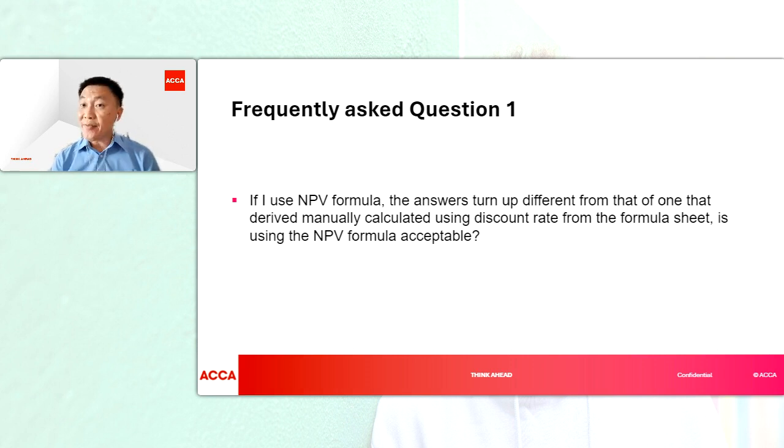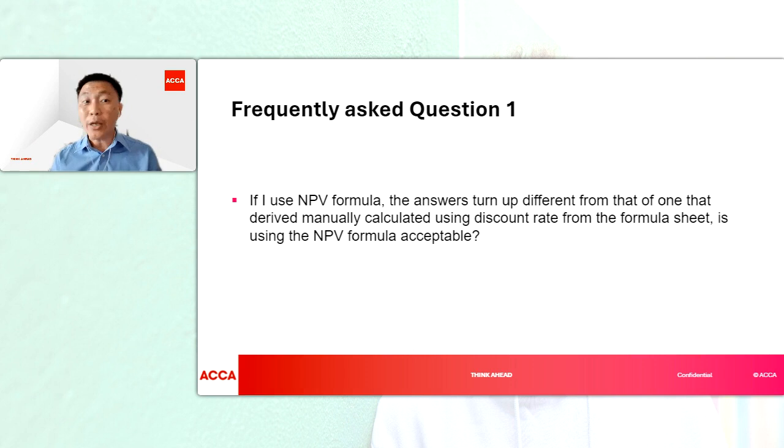Students may have asked, in the calculations of net present value, we all know there are more than one ways to derive the net present value in exam. If I use NPV formula, the formula that refers to equal NPV bracket, then you drag the cash flow and comma coming with the discount rate, close bracket. That is the formula that the students is referring to. And what if this answer turned out to be different from the one that derived manually by referring to the discount factor table? Will that answer using the NPV formula be acceptable?